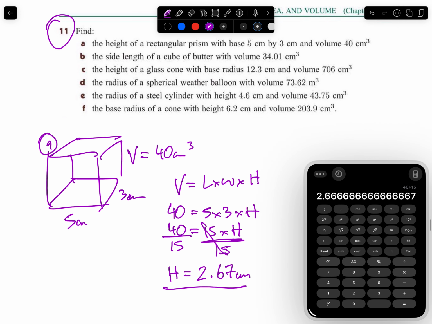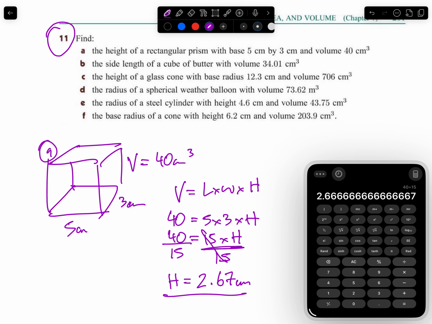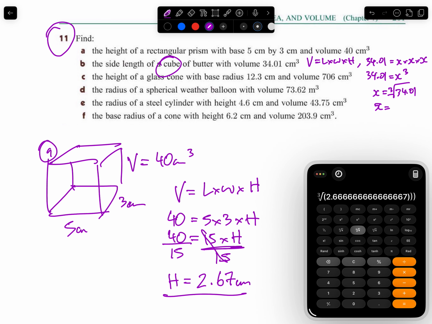All right, so now the second one, for example, B, we know that it's a cube, so all the sides are the same. So volume is equal to length times width times height. We know the volume is 34.01, which equals x times x times x. So it's 34.01 equals x cubed. The opposite of cubing something is cube rooting. X is going to be the cube root of 34.01. There's a button for that on your calculator.